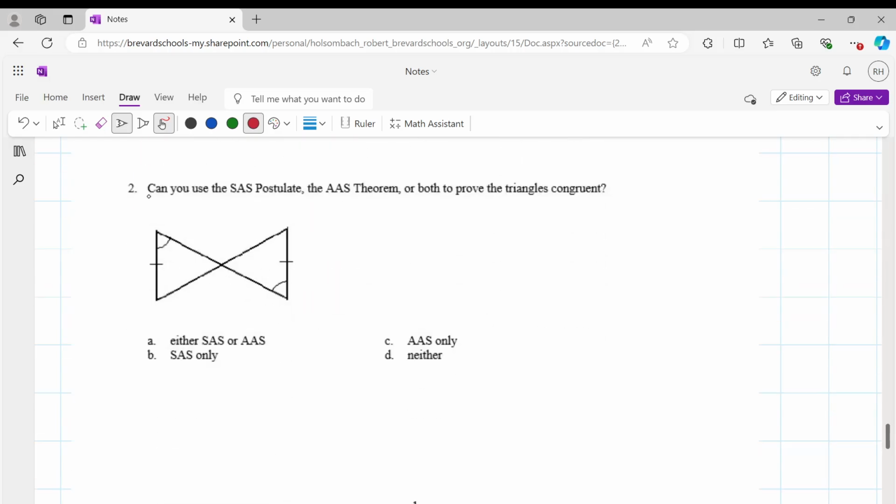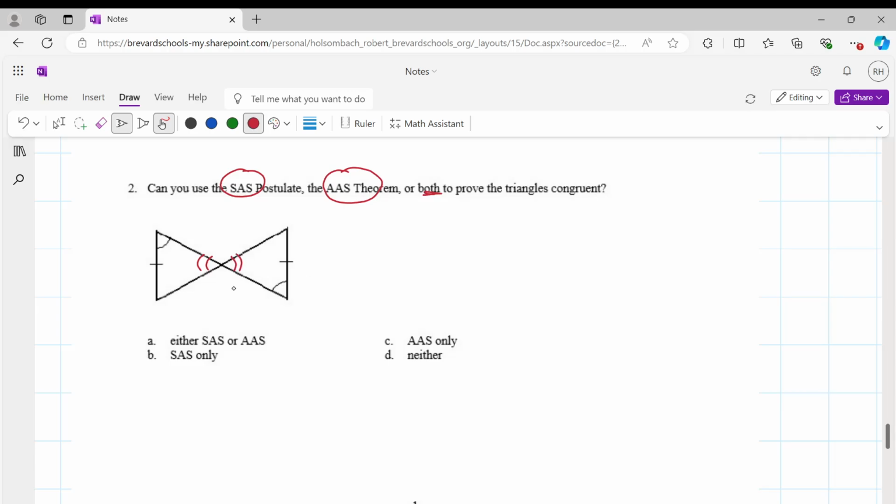Problem number 2, can you use side, angle, side, the angle, angle, side theorem, or both to prove the triangle is congruent? You have to add some information to this diagram. These two angles in the middle of the shape, those are vertical angles. So this angle on the left is congruent to this angle on the right.